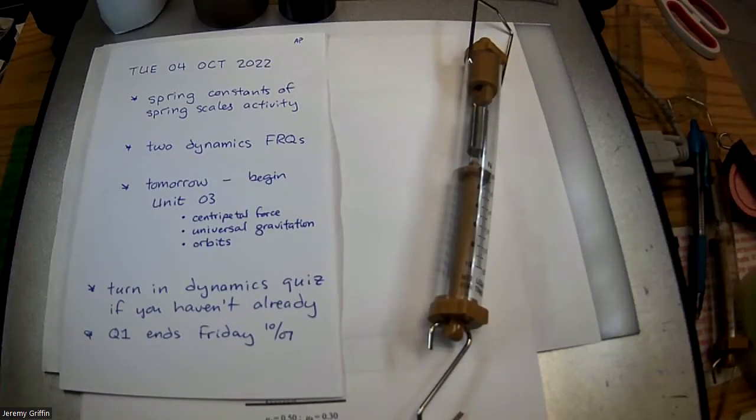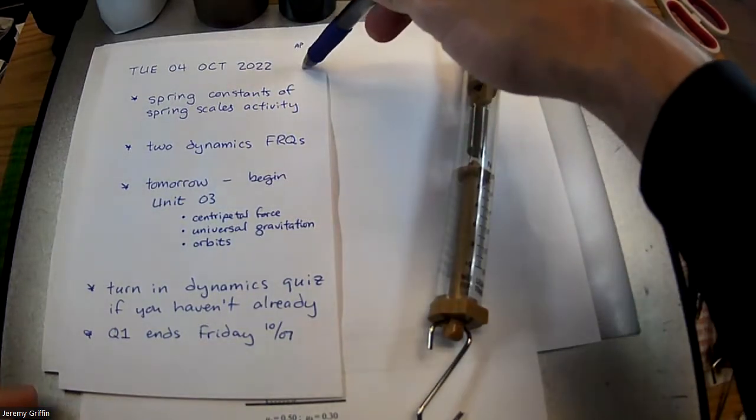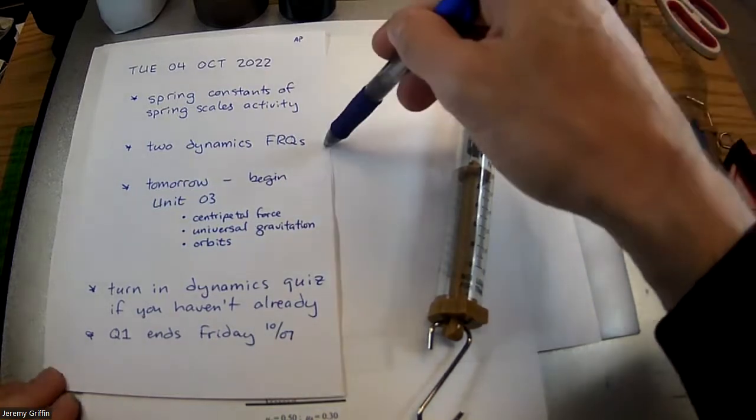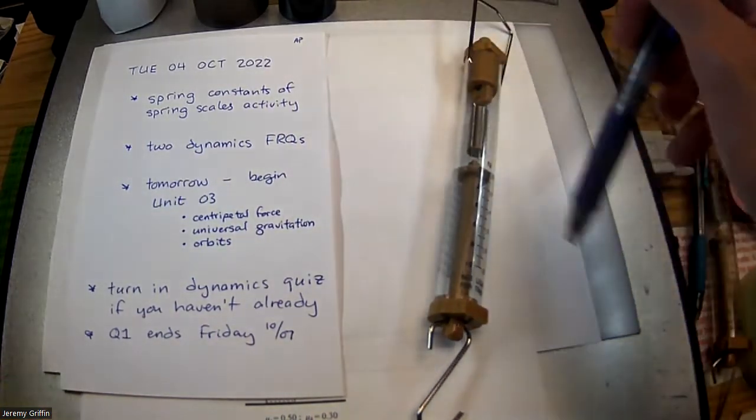Recorded is rolling. It is Tuesday, October 4th. So let's wrap up Unit 2 Dynamics today with a couple activities.